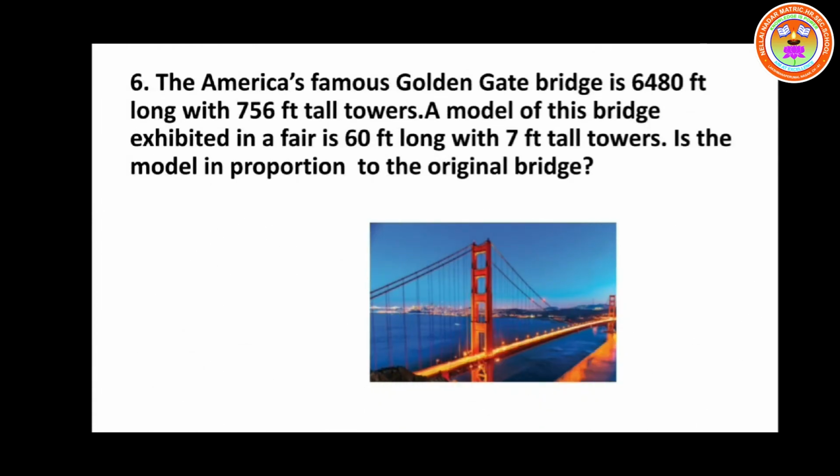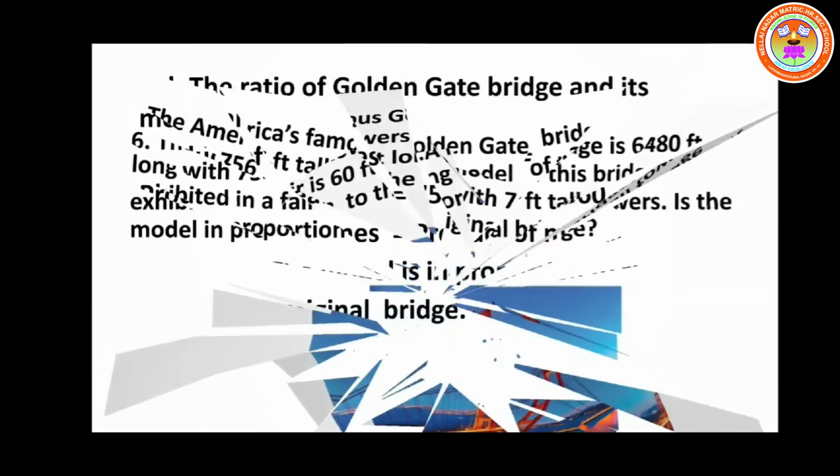Yes, problem number 6. America's famous Golden Gate Bridge is 6,480 feet long with a 756 feet tall tower. A model of this bridge exhibited in a fair is 60 feet long with a 7 feet tall tower. Is the model in proportion to the original bridge? So we want to find whether the model and the original bridge are in equal proportion or not. This is the American famous Golden Gate Bridge diagram. So let us move on to the problem, children.